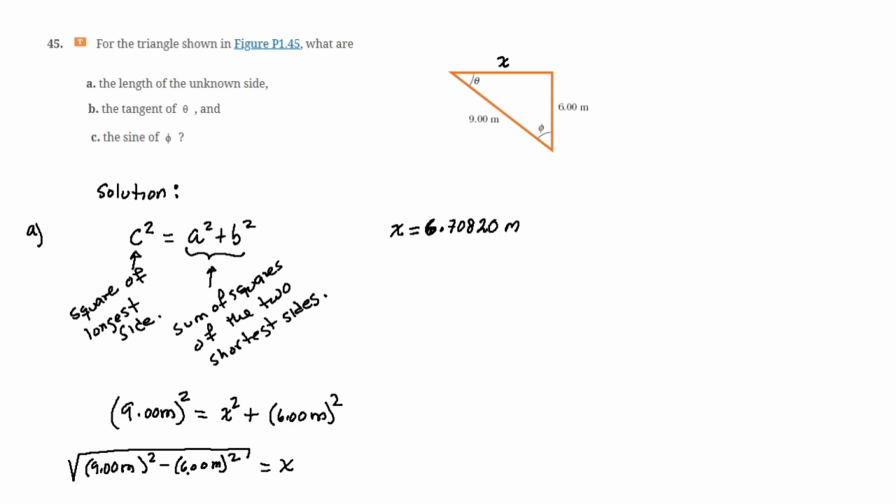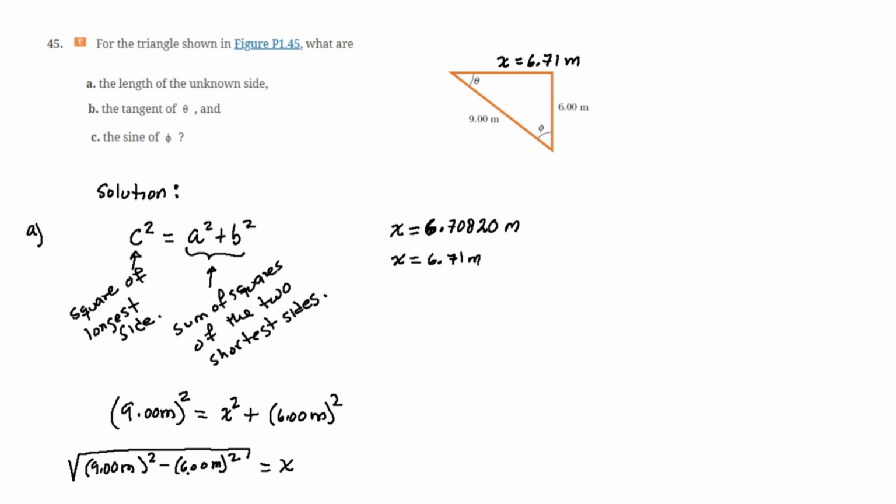Why? Because I have only 3 significant figures in my numbers, right? So I will just express this unknown side with 3 significant figures. So we say that this is 6 point rounding to 71 meters. So 6.71 meters. So now I know that this unknown side is 6.71 meters, right? 6.71 meters. We got it?